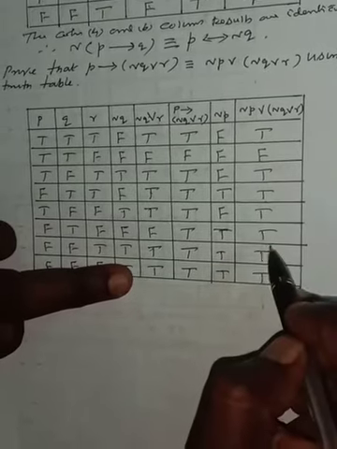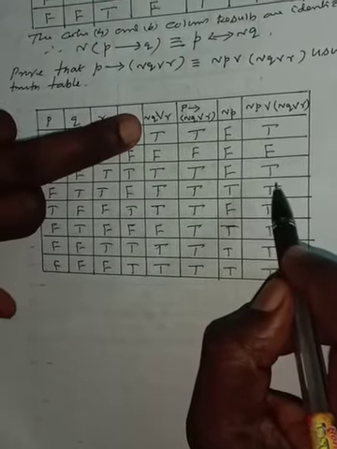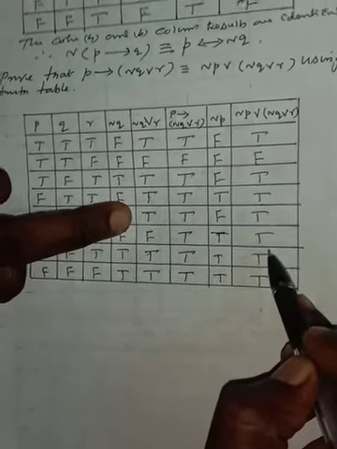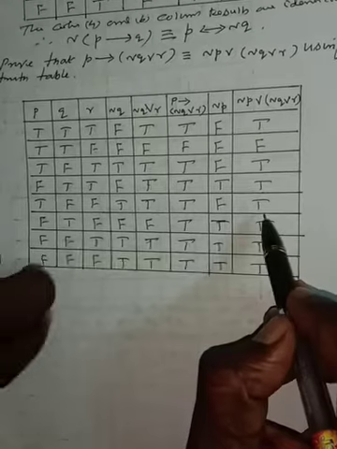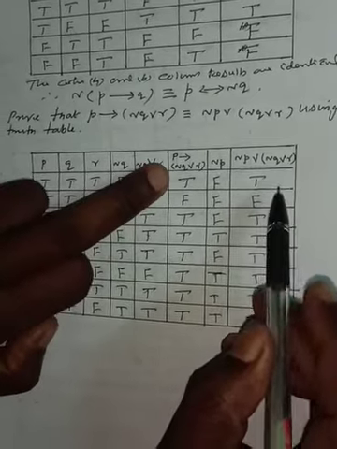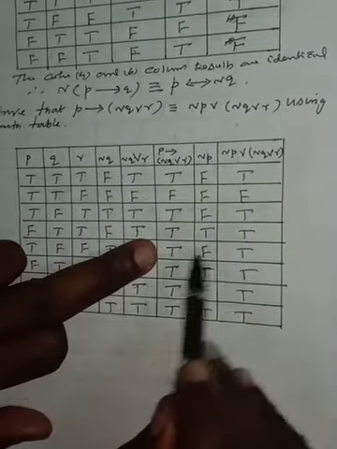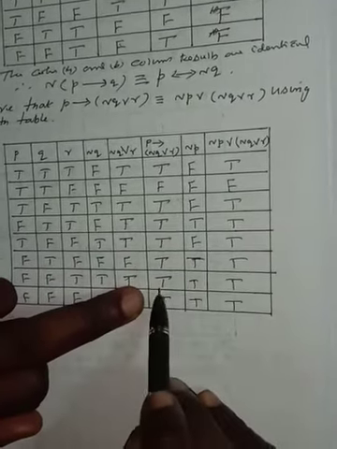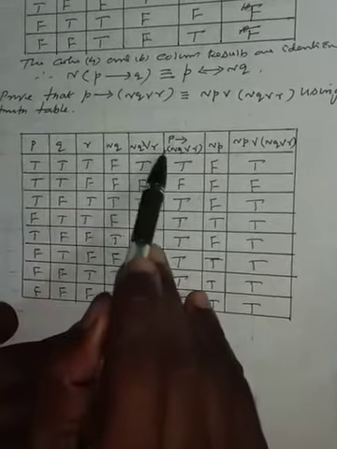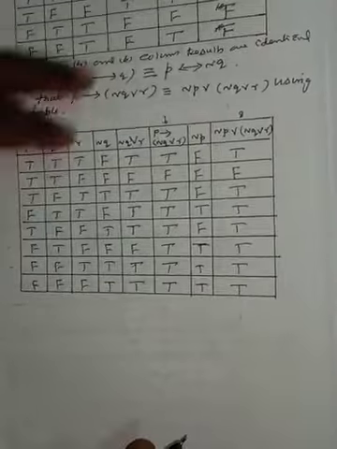Now take last column and negation of Q or R. T, F, T. Next T. Here check. Sixth and eighth column. T, T, F, F, T, T, T, T, T, T, T, T. So sixth column and eighth column results are identical. Therefore, it is equivalent.